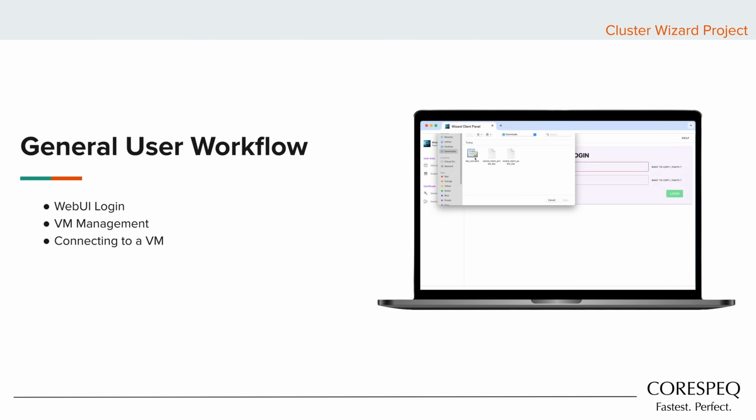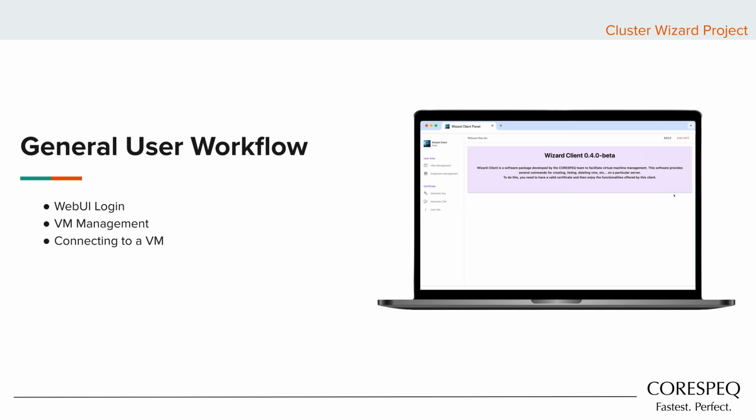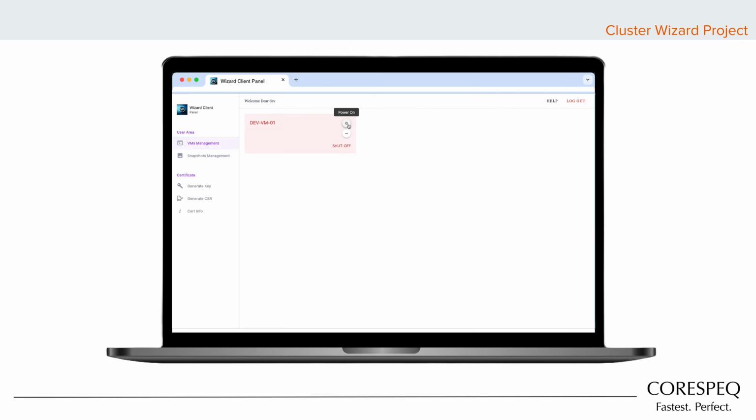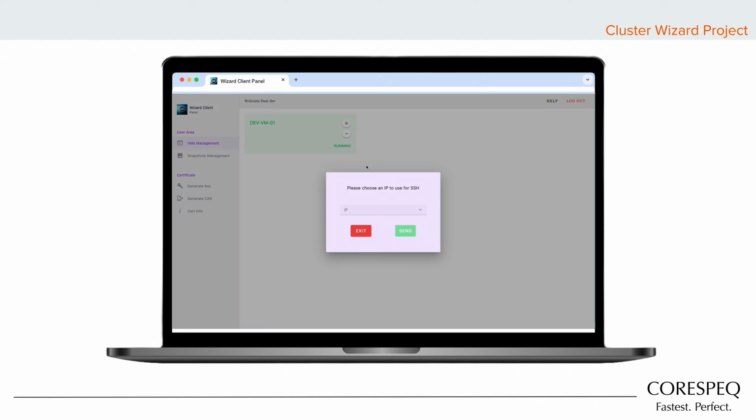General user workflow. In this section, we will log into the newly approved user, look at ways to manage, and connect to a VM. Full lifecycle control of virtual machines is available for VMs assigned to users. They can start and stop VMs, create snapshots, and restore them when needed.